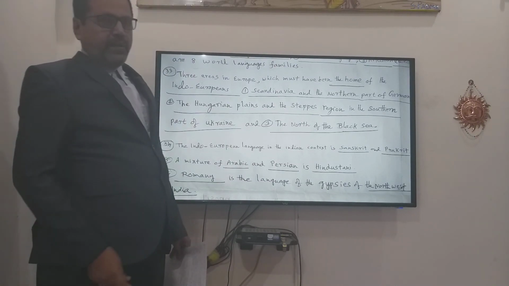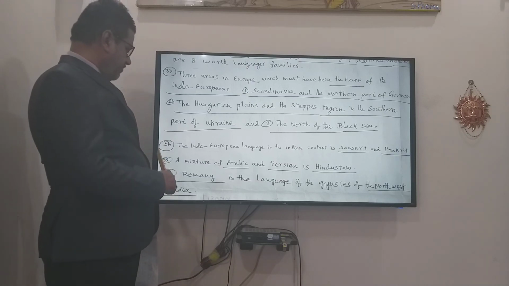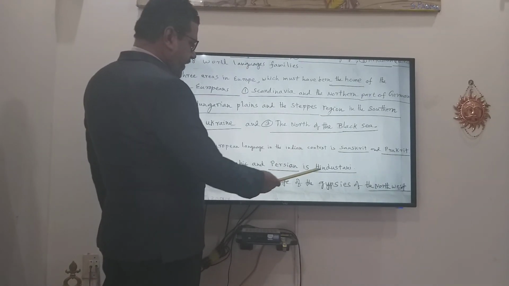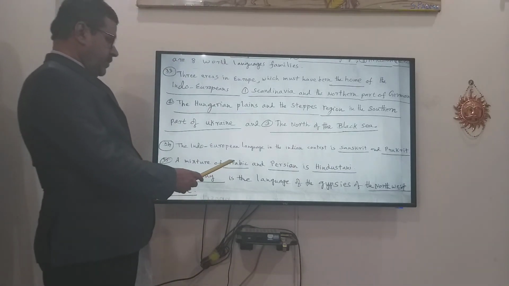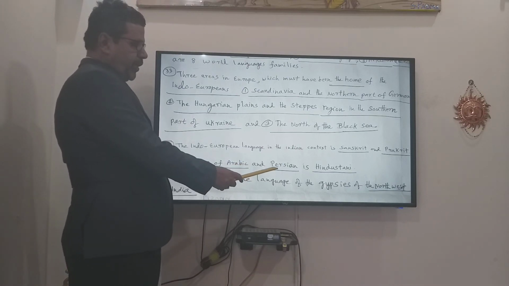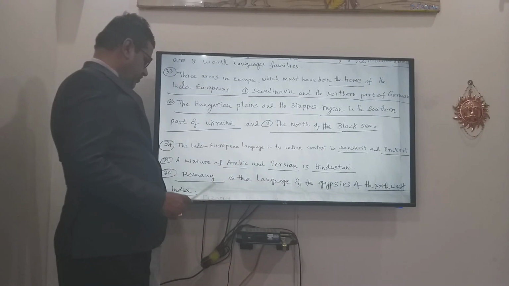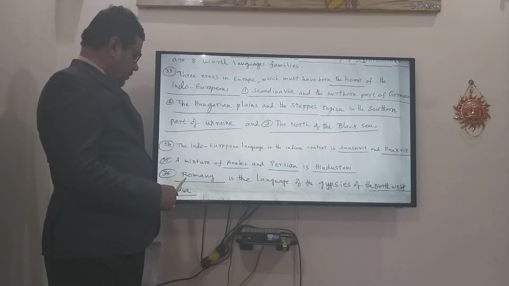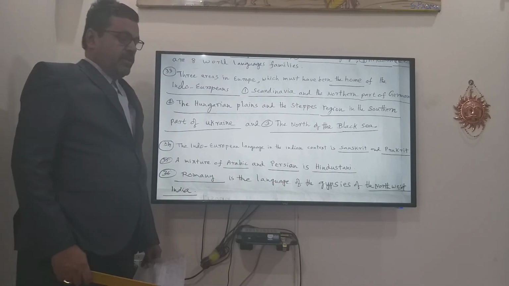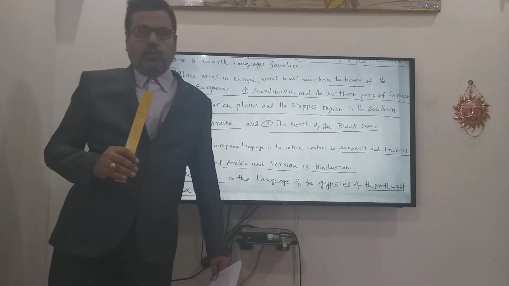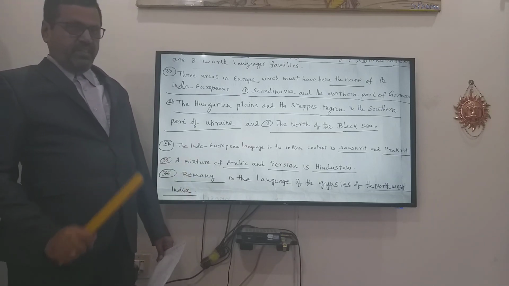Next, 34. The Indo-European languages in the Indian context are Sanskrit and Prakrit. As far as Indian languages are concerned, Sanskrit and Prakrit are very important. 35. A mixture of Arabic and Persian is Hindustani. So what do you mean by the Hindustani language? Hindustani is a combination of Arabic and Persian. What do you mean by Persia? The present day Iran, capital Tehran. So Persian is Hindustani. Last one. Romani is the language of the gypsies of northwest India. So Romani is the language of the gypsies, the people who used to wander all over the world.